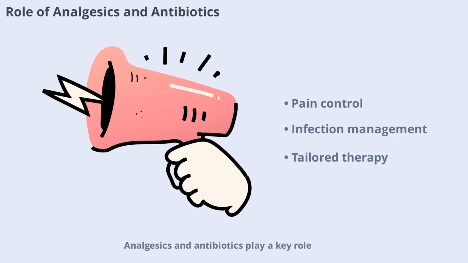Analgesics and antibiotics play a key role in managing complications such as soft tissue injury, infection, and hematoma. Analgesics help control pain, while antibiotics are used to prevent or treat infections. The choice of medication depends on the specific complication and patient needs.